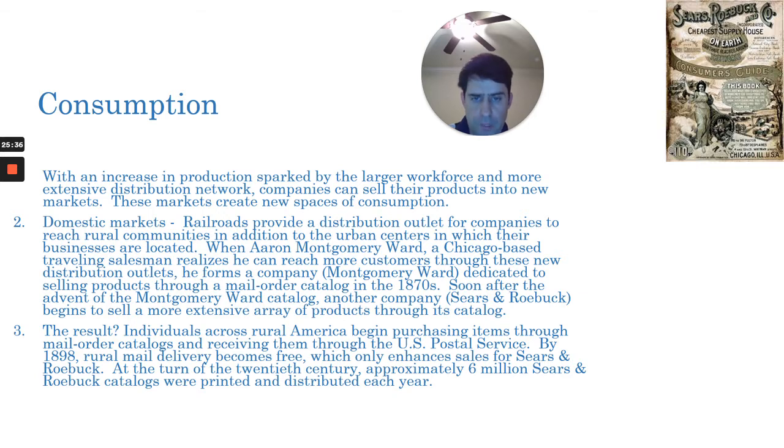And also, because of the distribution networks being more extensive and more efficient, as well as the workforce being larger and producing at a more rapid and efficient rate, these products become far more affordable for rural Americans, and they're able to stay within their own communities and order products from the comfort of their home. This was basically the 19th century version of online shopping, if you will, long before Amazon and other online outlets. You had the mail order catalogs.